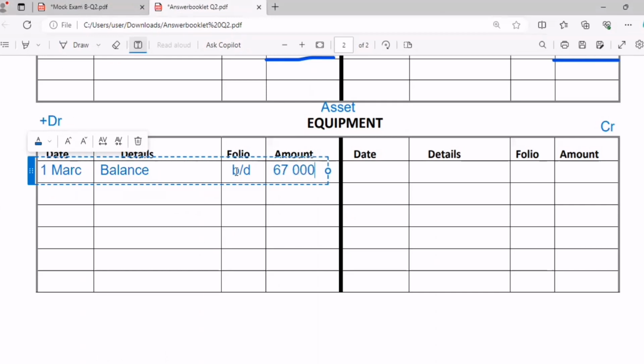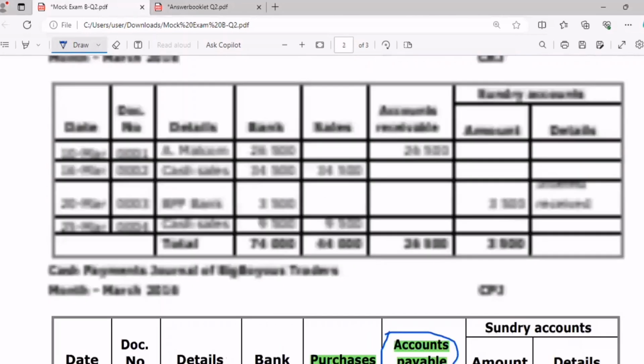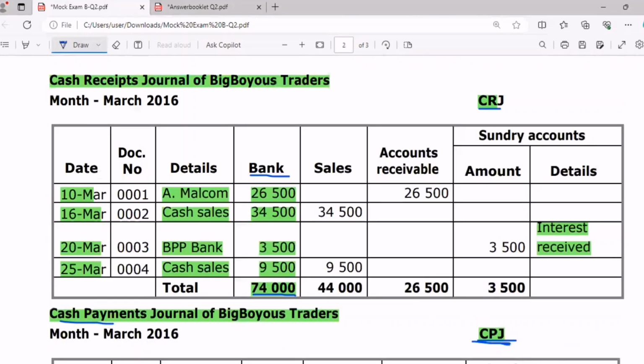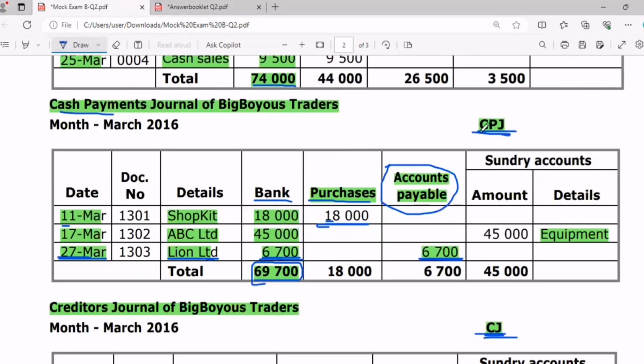$7,000. And then we ask ourselves, did we purchase any other equipment during the month of March? So we check on our journals, especially the payment journal and creditors journal. So in the CPJ, we can see here that we have equipment that was acquired on the 17th of March.